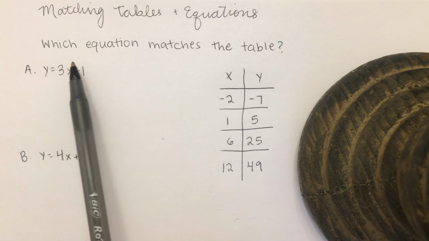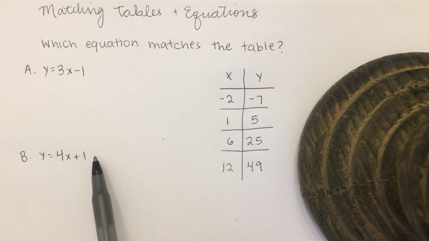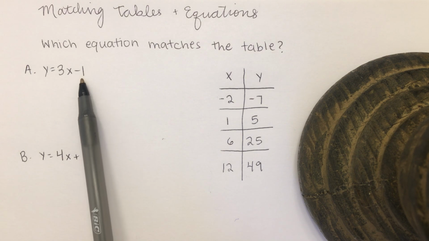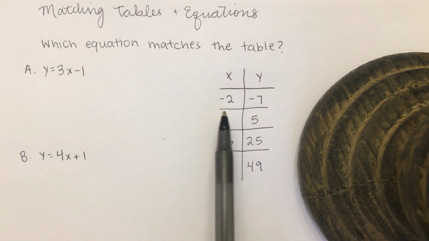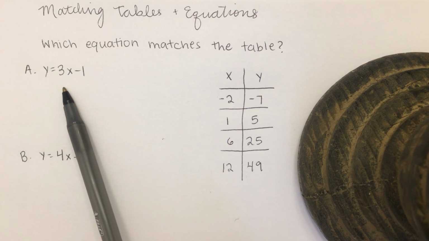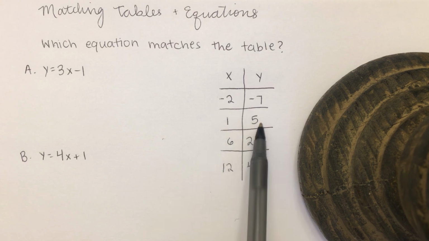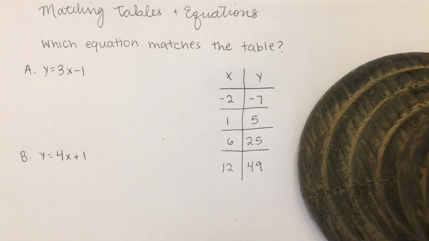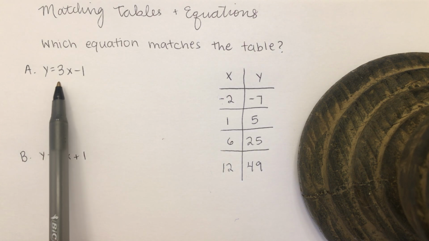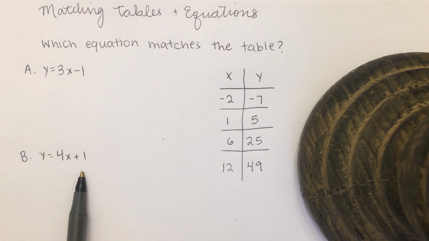So the goal here when it says which equation matches the table, and we have A and B, so it's like a multiple choice question here. We're trying to see which one matches, and what that means is that when we plug in -2, when we plug in 1, when we plug in 6, and when we plug in 12, we will get the y value associated with each number. So for A, it says y equals 3x minus 1, and B is y equals 4x plus 1.